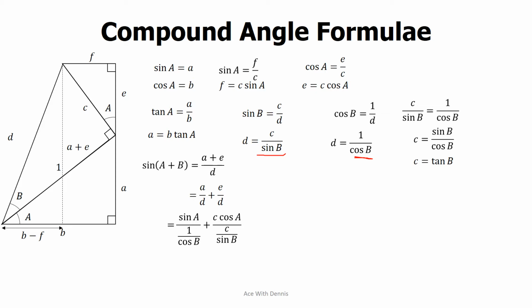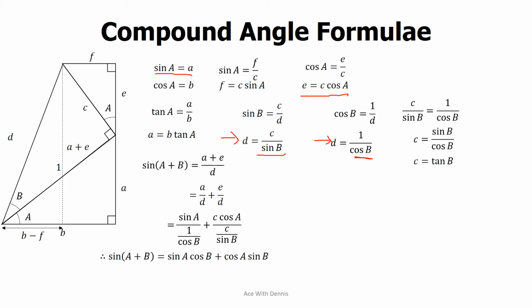Right, so from here, we take A is sine A, D is 1 over cosine B. So where is this part? Which is this one. And then E will be C cosine A. So where is the E? E is this one. E equals C cosine A, right? And D will be equal to C over sine B. So we take this again.